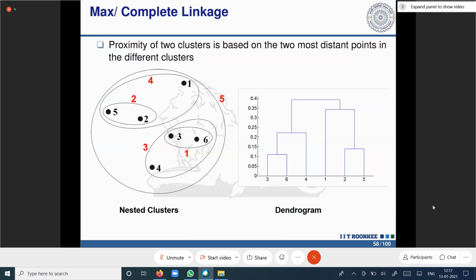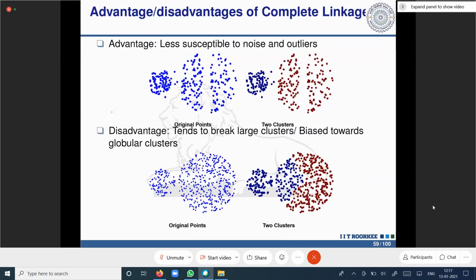Now this was single linkage, but if you use maximum or complete linkage, then the proximity of two clusters is based on the two most distant points, right? So here, let's say 2 and 5 are merged and 3 and 6 are merged. Earlier in single linkage, we could merge these two clusters because point 2 and point 3 were close to each other. But now we are finding maximum linkage, so the distance between these two clusters would be the distance between points 5 and 6. This one is long, so these two are not merged. Instead, 3 and 6 is merged with 4 and 5 and 2 is merged with 1. So we get a different clustering hierarchy if we use a different linkage distance.